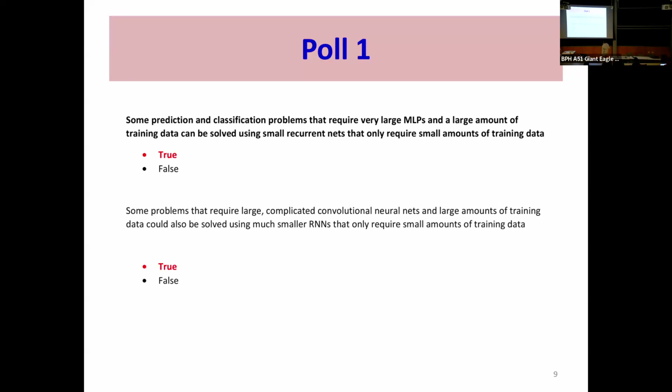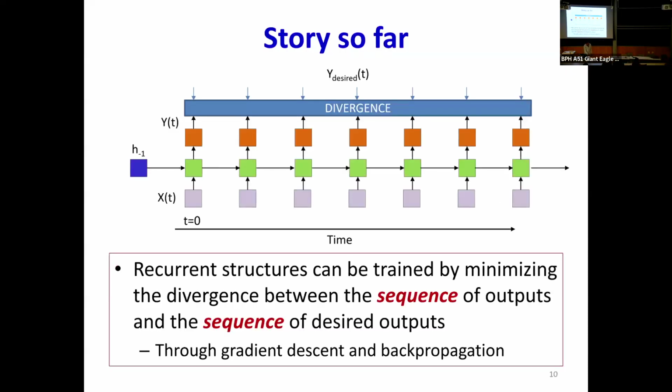And so the same thing also holds for convolutional networks. Convolutional networks, which have to look at a very large amount of history, would need an extremely wide window of input. But if you made it recurrent, the network is going to be very small. And so here's where we are. We have these recurrent structures, and they can be trained by minimizing the divergence between the sequence of outputs and the sequence of desired outputs. And we saw that these could be trained using gradient descent and back propagation.